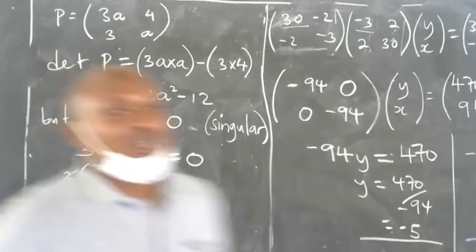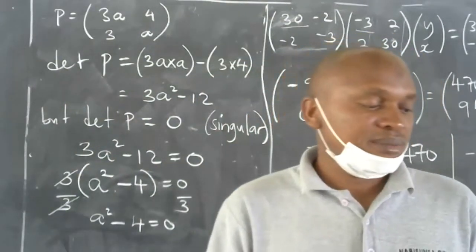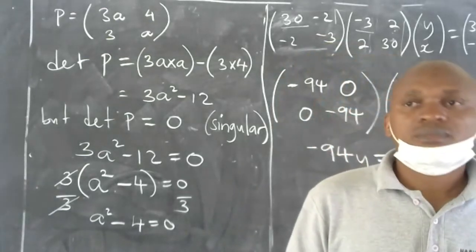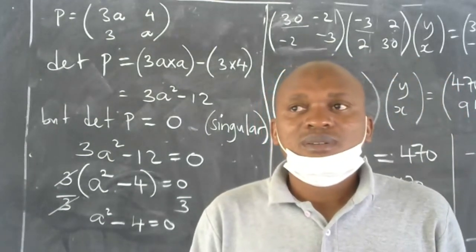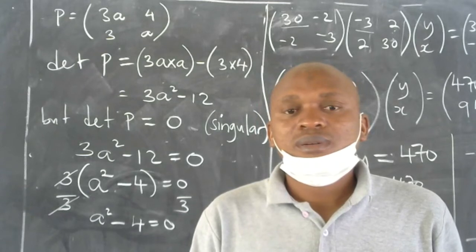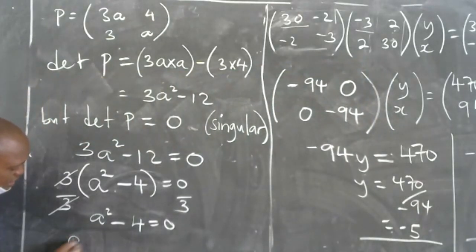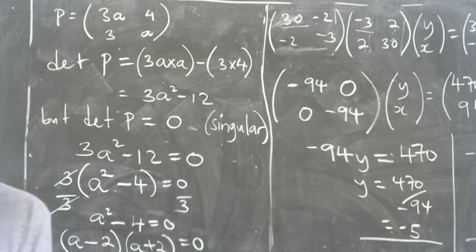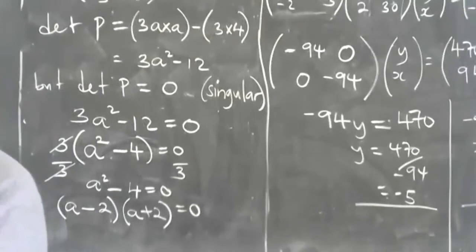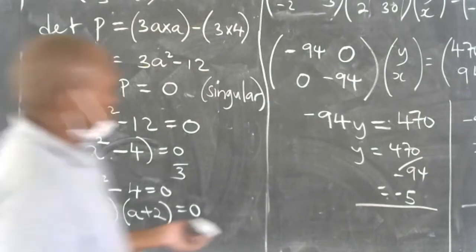Now, in that number, did you learn difference of two squares? Have you ever learned difference of two squares? Yes, teacher. Do you observe any difference of two squares here? You notice I can have a minus 2 and a plus 2. You agree with that? Yes. You agree? Yes.